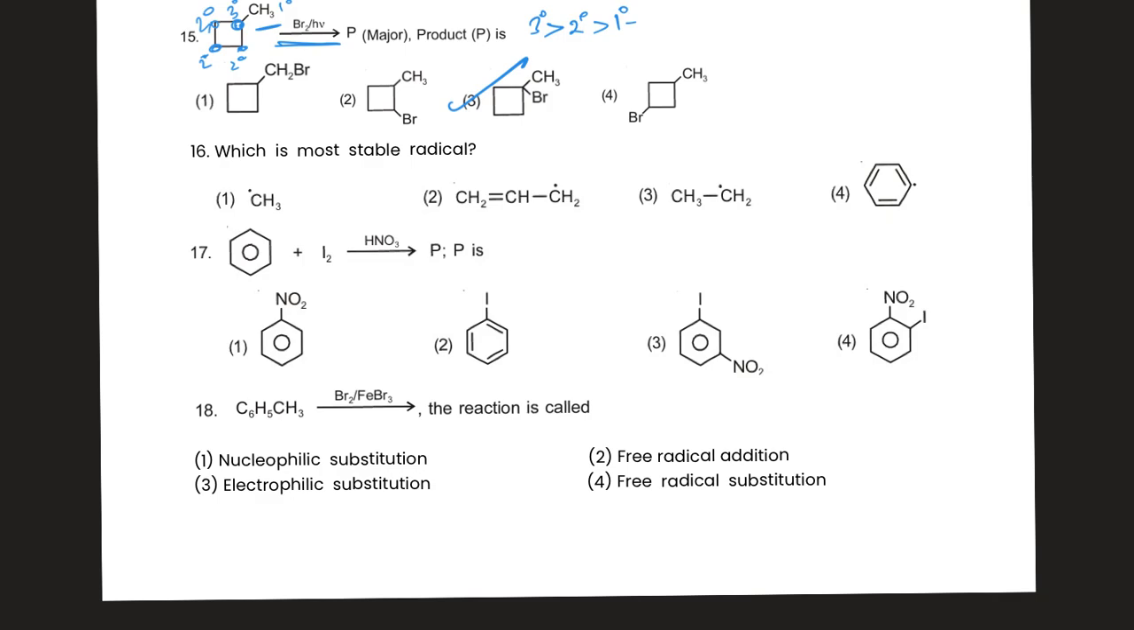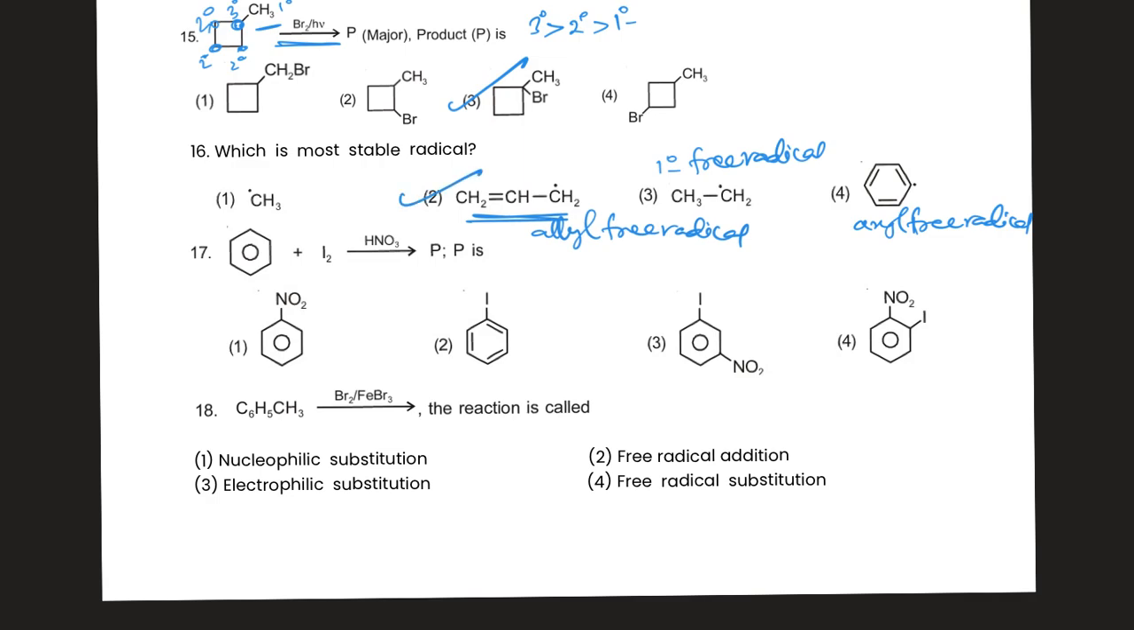Then the 16th question: which is the most stable radical? Generally, benzyl free radical and allyl free radical are more stable than tertiary. Here this is a methyl free radical, and this is called an allyl free radical. The third option is a primary free radical. This fourth one is an aryl free radical. Aryl free radical is very unstable, therefore the most stable free radical is the second option.